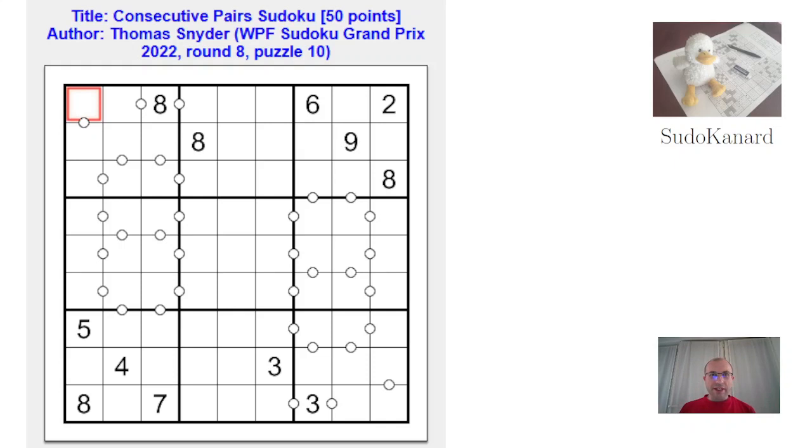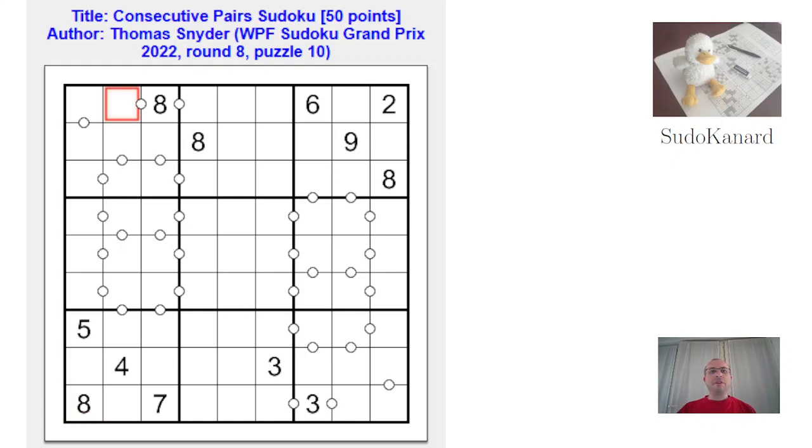We have a look at this consecutive pair Sudoku by Snyder. It was featured on this Sudoku Grand Prix, which was round 8, and 8 can be seen in many places in this grid. Those patterns of white dots and the given 8s, obviously.